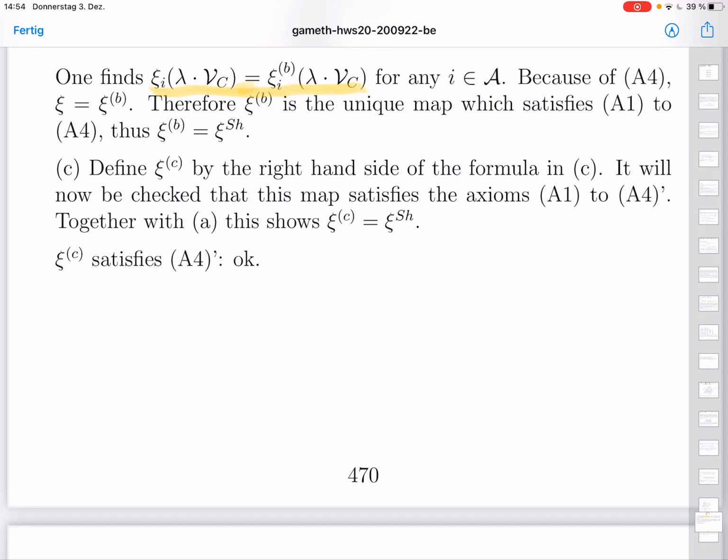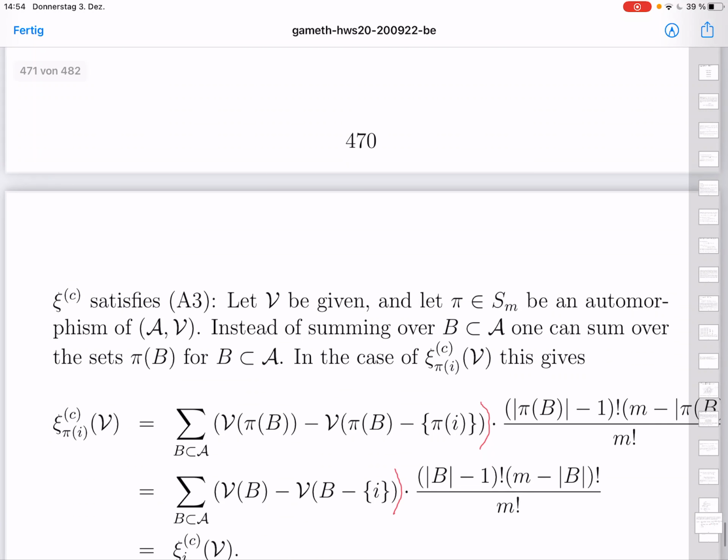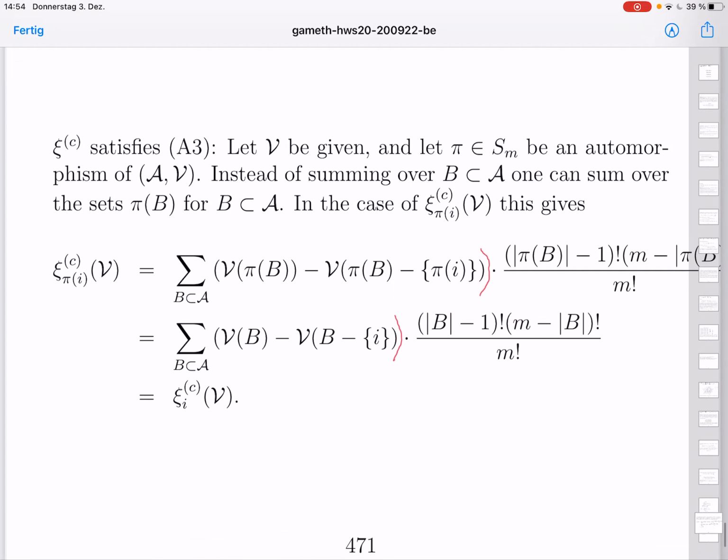So this map is a weighted sum of differences of values of the collision valuation on some sets times rational factors. And from the structure of the formula, it's clear that it's linear in the collision valuations. So therefore I just write OK. The structure of the formula tells immediately that this is linear in the collision valuations. So A4 and A4 prime are fine. A3. So A3 is this axiom of symmetry.